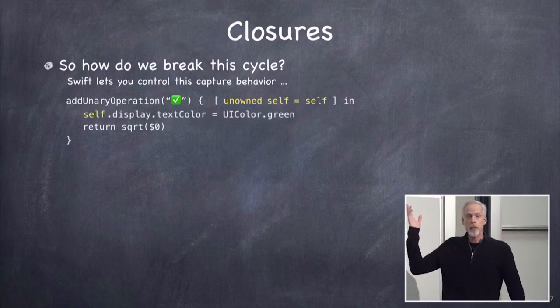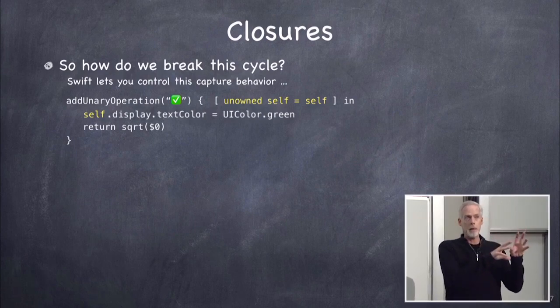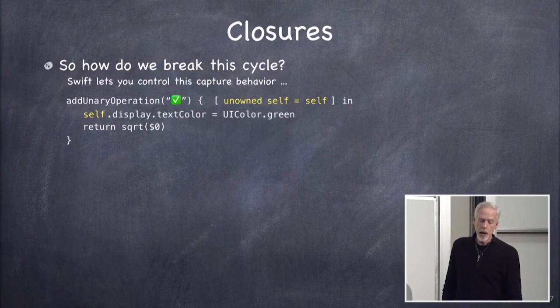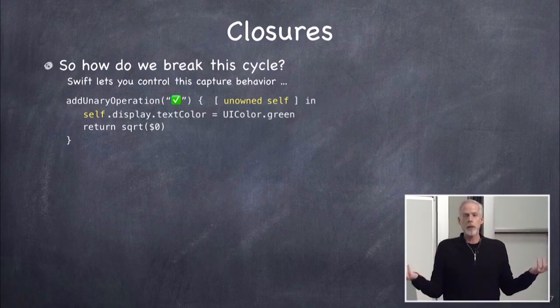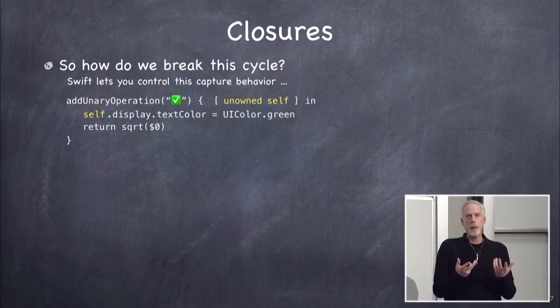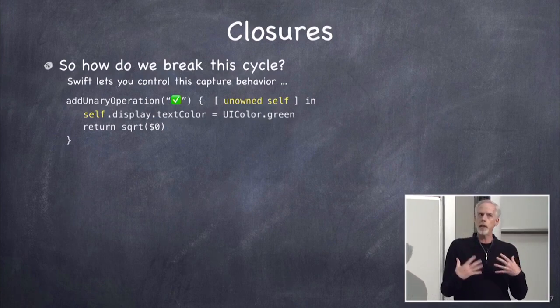Oh, by the way, it doesn't have to be called me. I could say unowned self equals self. In other words, the local variable can shadow, or have the same name as, the more global variable self. In fact, if I just say unowned self, that's the same as saying unowned self equals self. So this is a lot of times how we'll break a cycle. We'll say unowned self, and that basically means inside this closure, you can assume that self is in the heap.